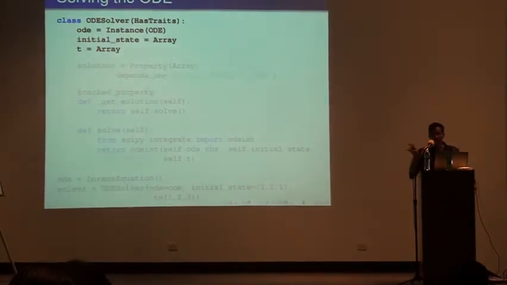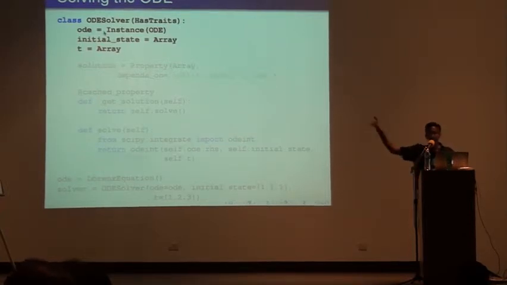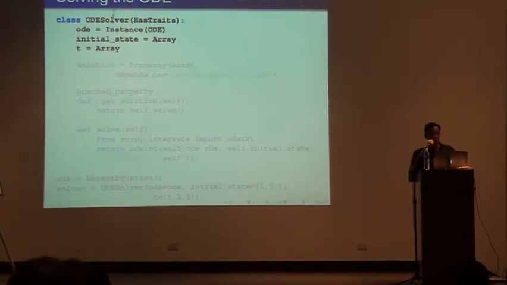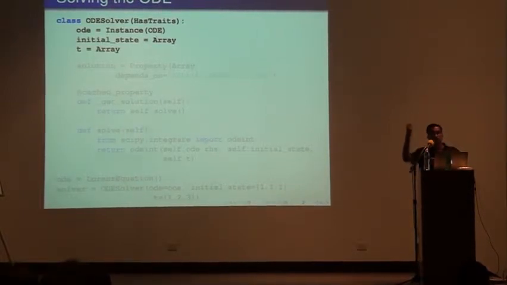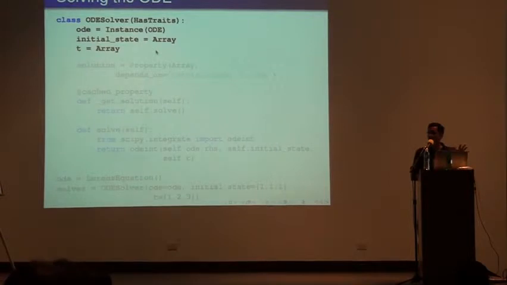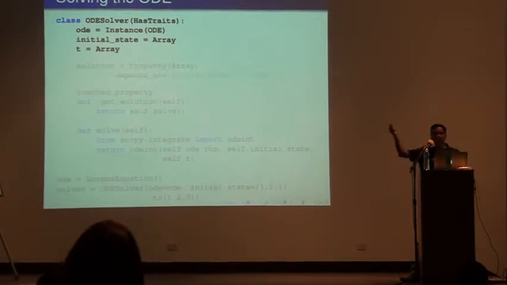And now I create a solver which has an ODE, which is an instance of ODE. So this is a new trait, the Instance trait. When you say something is an instance, it makes sure that it's actually an instance of that class. So any subclass of ODE or ODE itself is accepted. Anything else will raise an exception, a TraitError, saying it expected this instance, but you gave me that instance. And then we have an initial state, which is a NumPy array. And you have t, which is the values of time at which you are seeking the solution, which is also an array.